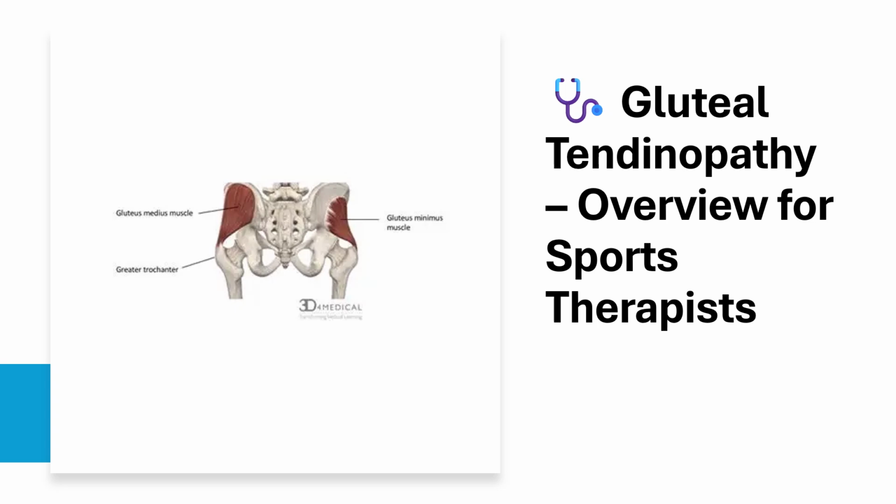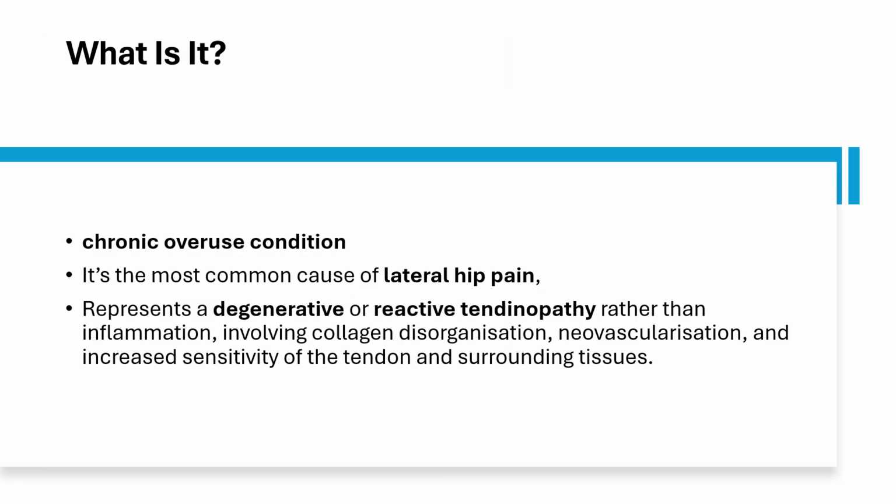We're going to look at gluteal tendinopathy. We're going to look at what causes it, who gets it, and a quick overview on how to rehabilitate it. Now, gluteal tendinopathy is a chronic overuse condition affecting the tendons of the glute med and/or the glute minimus, where they attach to the greater trochanter of the femur.